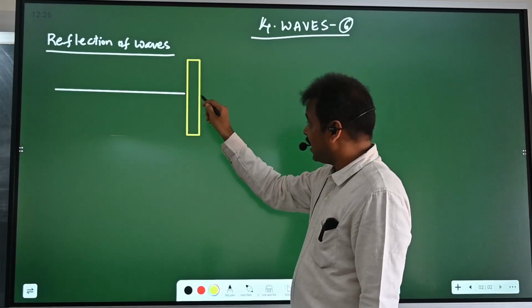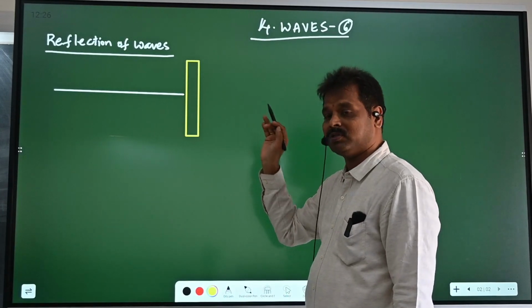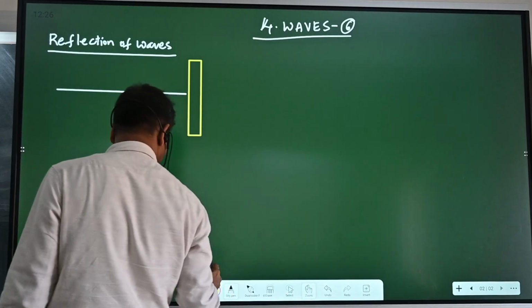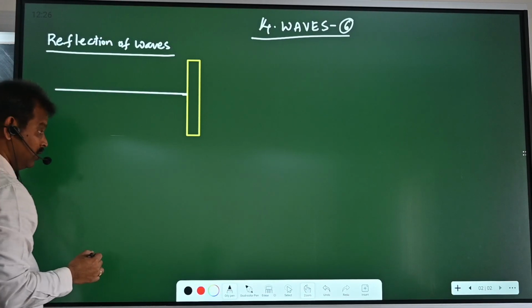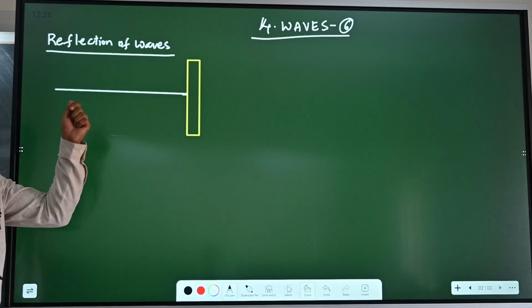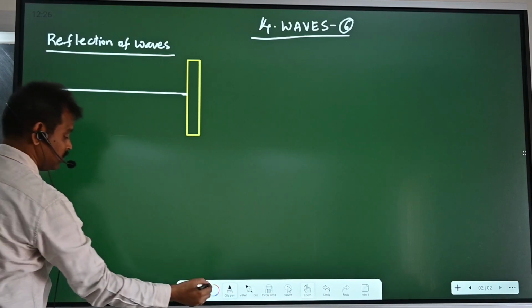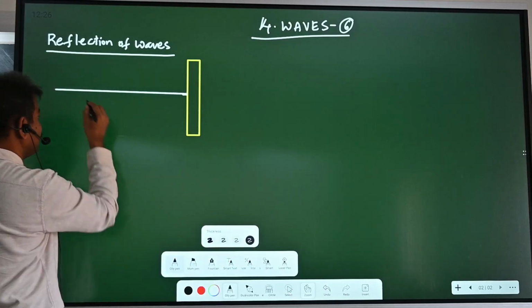So after striking this denser medium, what happens we will see. So this is a wave striking here, but here we have not produced a wave. This is just a string.